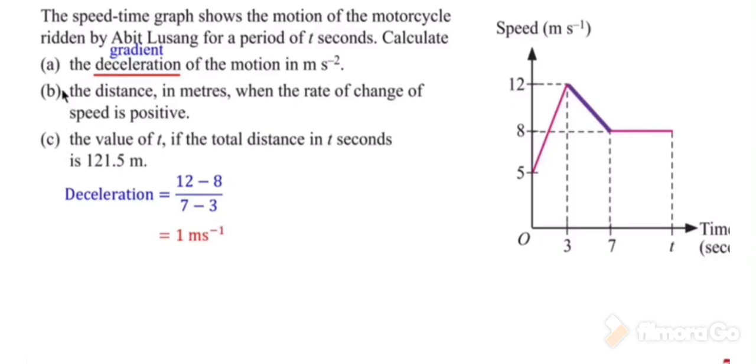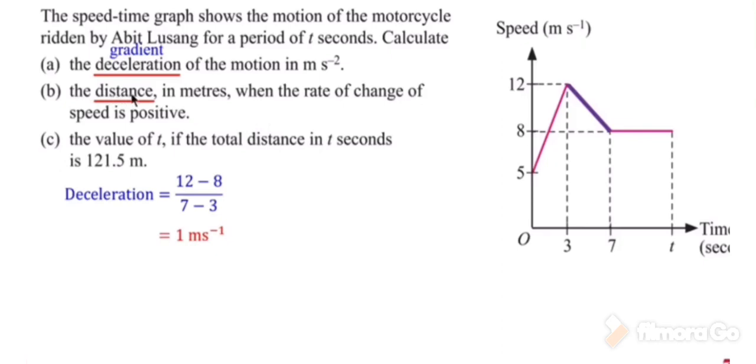Then we will read question B: the distance in meters when the rate of change of speed is positive. Now they want you to find the distance when the gradient is positive. So the distance here means the area under the graph. Okay, area under the graph. So we need to find the area under the graph or under the line.